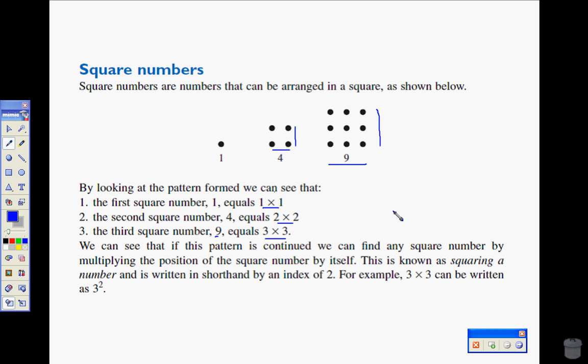We do have a shorthand way of writing this. Now, we're going to look at this more next week. What we're looking at here is what we call index notation. So 3 by 3, we can write in a shorthand way with a little 2 up the top, and we say that's 3 squared. That notation basically means to multiply 3 by itself. We use the term index, but you can also use the word power for that number 2, and a big word called exponent. So that's what square numbers look like.